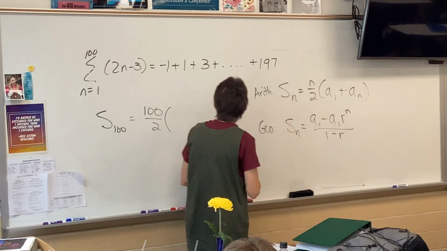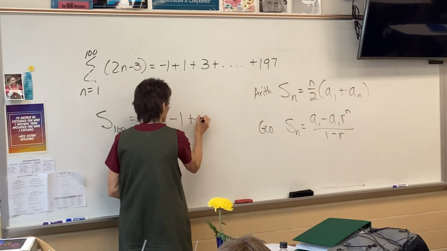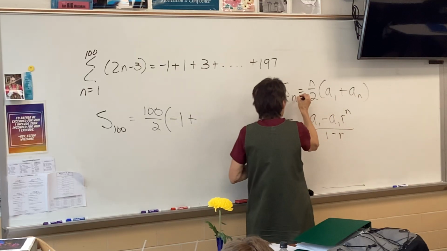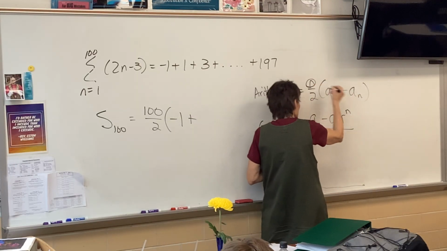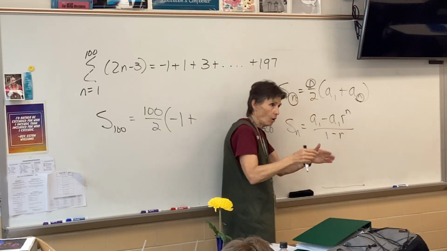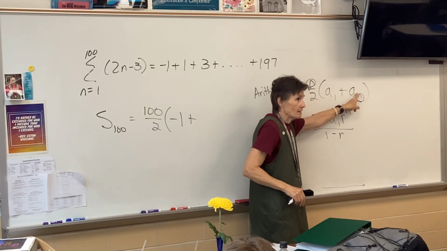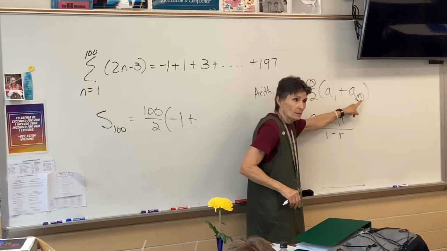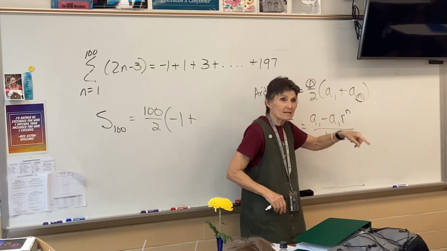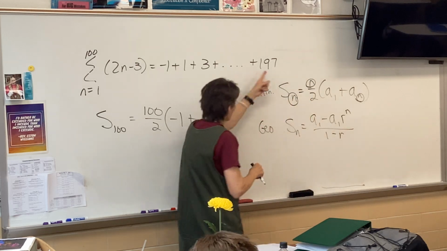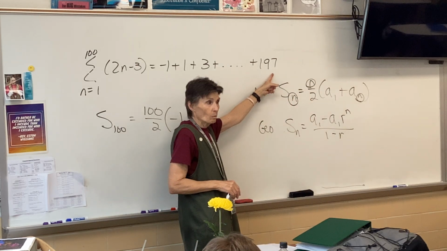First number, which is -1. And then what does this stand for? Now remember, that n, and that n are all exactly the same thing. So what does that say? A sub 100, which means the 100th term. And the 100th term is 197.